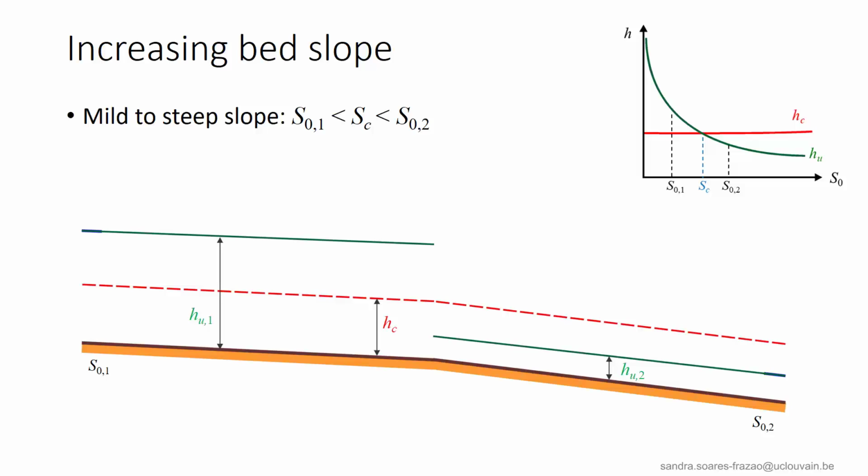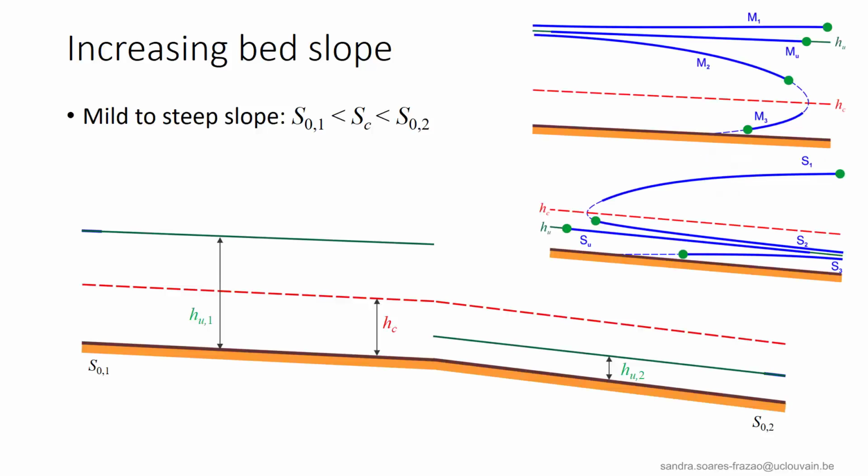Now, in the case of a transition from a mild slope to a steep slope, so with S01 smaller than SC and S02 larger than SC, the flow profile will have to cross the critical depth if we consider that a uniform flow prevails upstream and downstream, far away from the change in bed slope. We will thus have an M-type profile in the upstream reach and an S-type profile in the downstream reach.